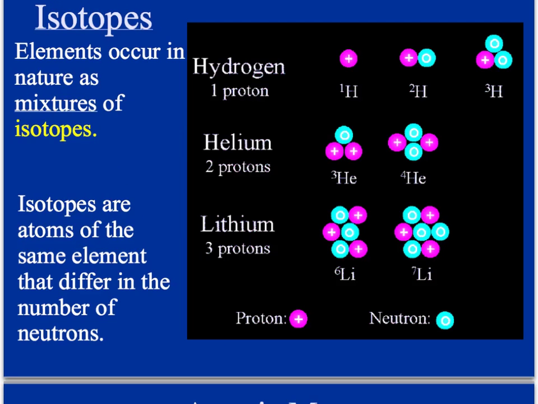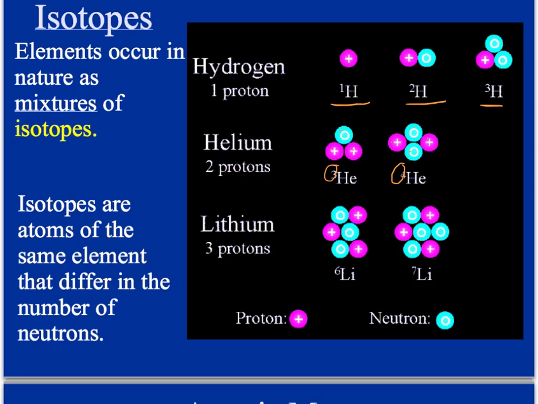When we look at elements in nature, we find that elements occur in nature as a mixture of isotopes. We just saw in the last slide that hydrogen has 3 isotopes. Well, helium has 2 isotopes, and those isotopes are helium-3 and helium-4. Again, I'm hoping that you're seeing the little mass number here and you're going 1, 2, 3 particles. Okay, mass number 4, 1, 2, 3, 4 particles here.